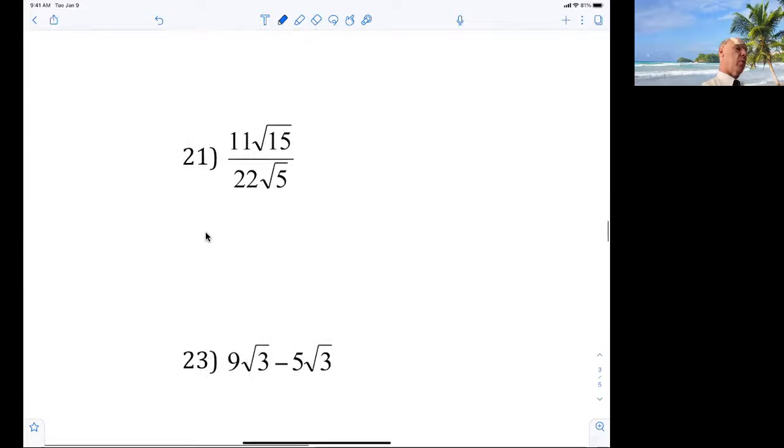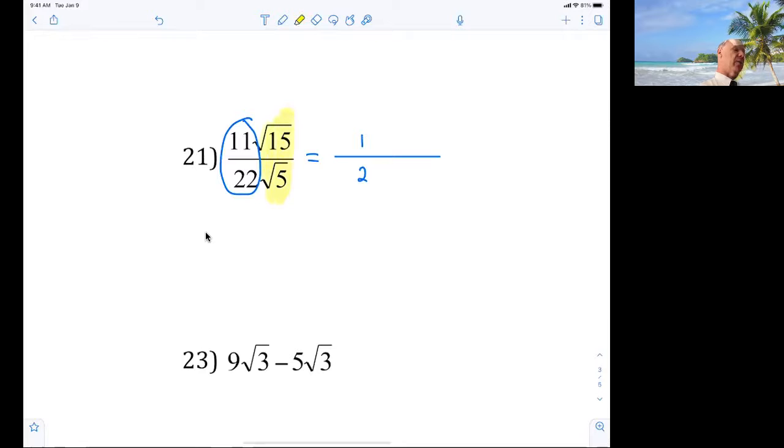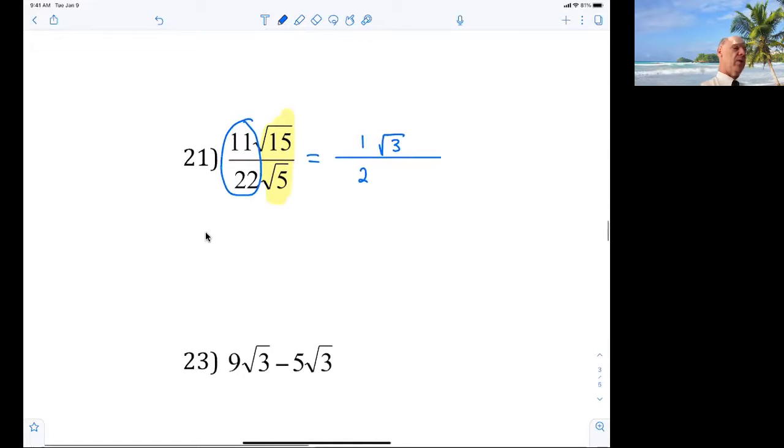Just like on number 21. 11 over 22 can reduce to what? 1/2. Thank you. Now, can this reduce before I rationalize? Yes, you always want to do that. 3 over 3. So that wouldn't just be 3, it's radical 3 over 3, radical 3. Do I have to put over 1? No, you don't. So my final answer here is radical 3 over 2.